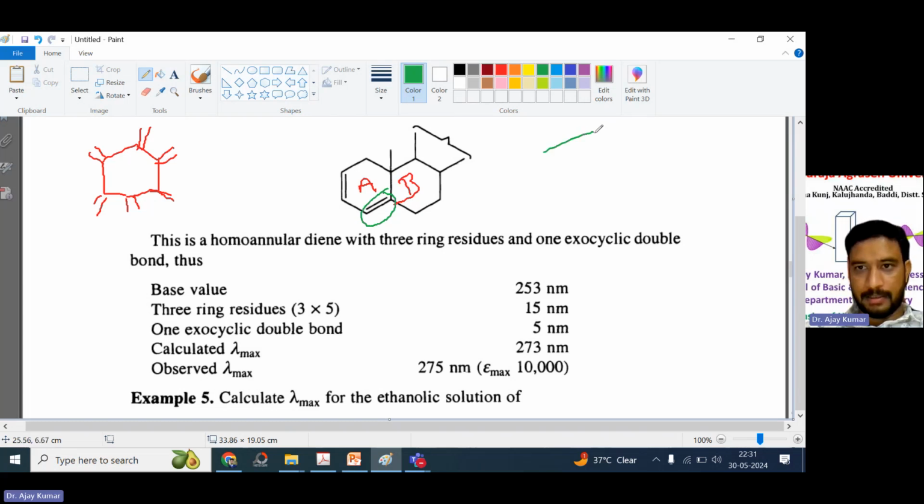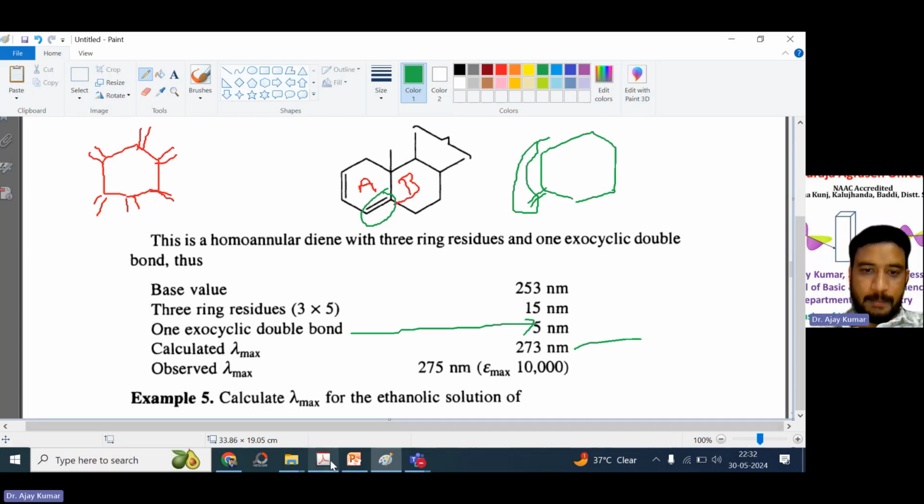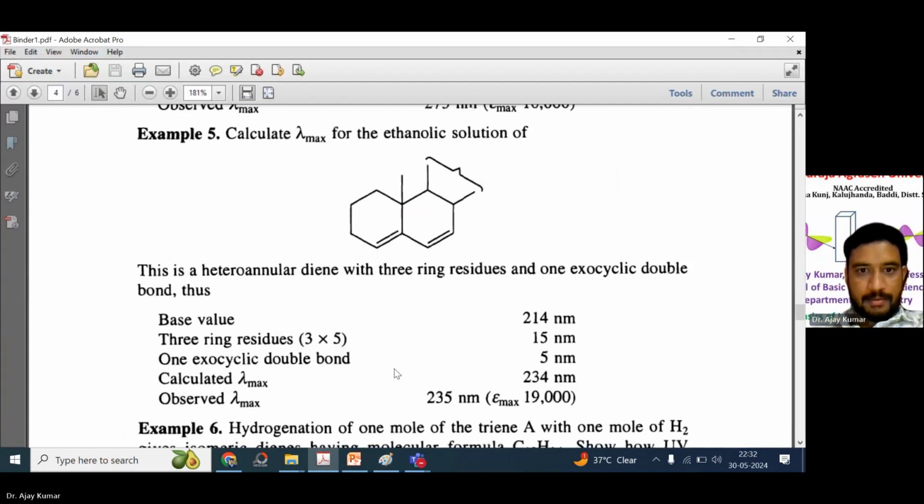Because if I draw it separately, it will come down and look like this type of structure. So this is the exocyclic double bond to ring B. We have only one exocyclic double bond to ring B, and for one exocyclic double bond, we have a 5 nanometer increment. So if we add these values, the total value is about 273 nanometer. Okay, 273 nanometer. So the next example, that is example number 5.